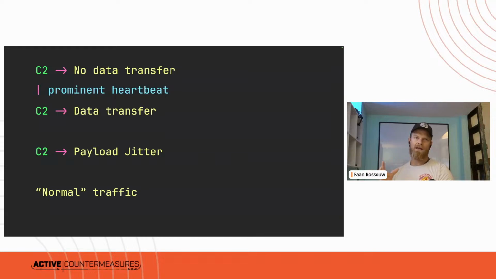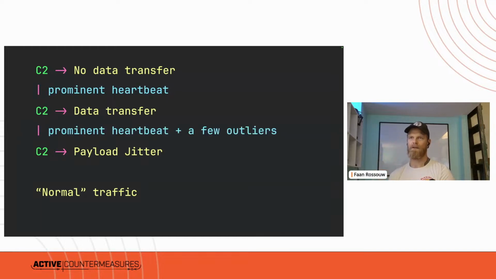So with no data transfer and C2, no data jitter, we saw prominent heartbeats. One big bar in small amounts. With data transfer, we also see a prominent heartbeat, but we see a few outliers. The outliers again represent those connections where data was actually being transferred.